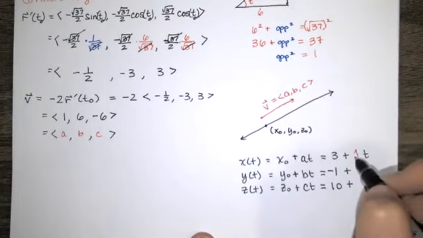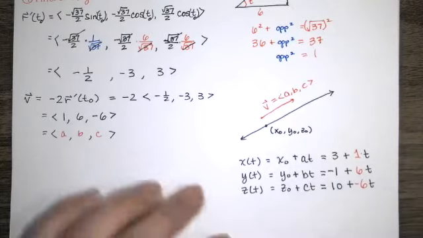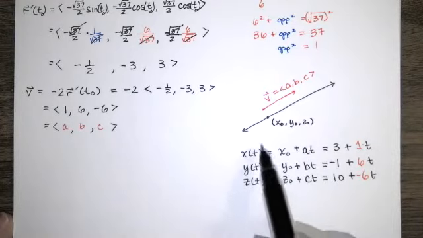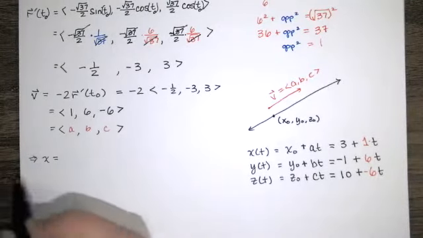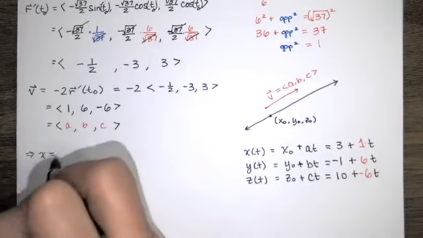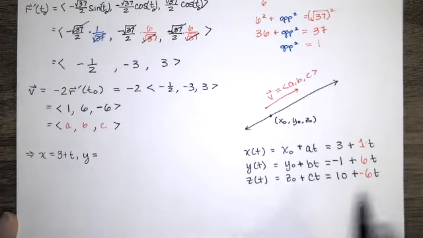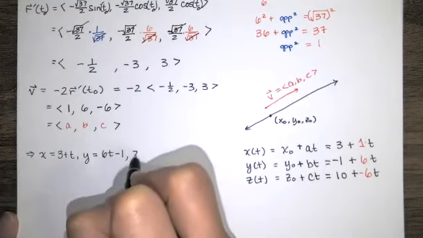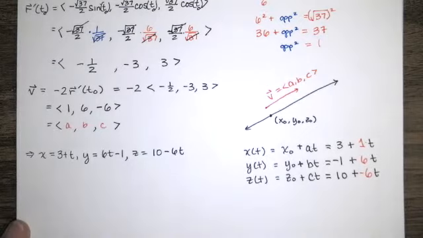A is 1, b is 6, and c is -6. Now I think WebAssign doesn't like you to explicitly mention the dependence on t. So what you would enter in WebAssign is x equals 3 plus t, y equals -1 plus 6t, or if you prefer 6t minus 1, same thing, and z equals 10 minus 6t. Instead of adding a -6t, just subtract 6t.